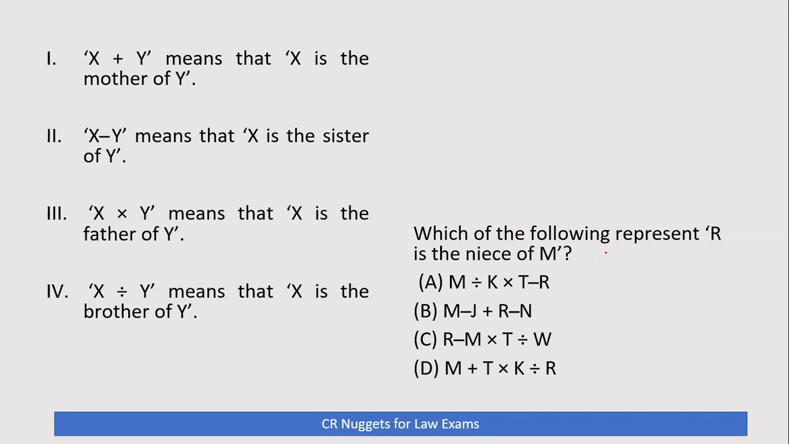Next, which of the following represent R is the niece of M? Can A be the answer? No, A cannot be the answer because here R is towards the end. And if anything is towards the end, I don't know the gender. But here specifically it is asked, tell me whether R is the niece of M. So A and D definitely cannot be the answer. Answer has to be between B and C.